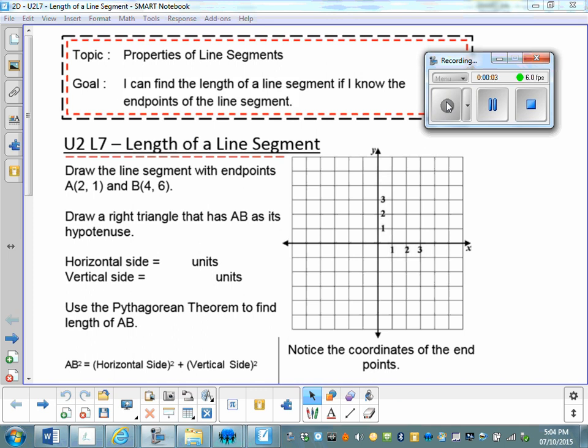Okay guys, today we're going to be taking a look at more properties of line segments. Today our goal is to find the length of a line segment if I know the endpoints. So we've done midpoint, now we're taking a look at the length.